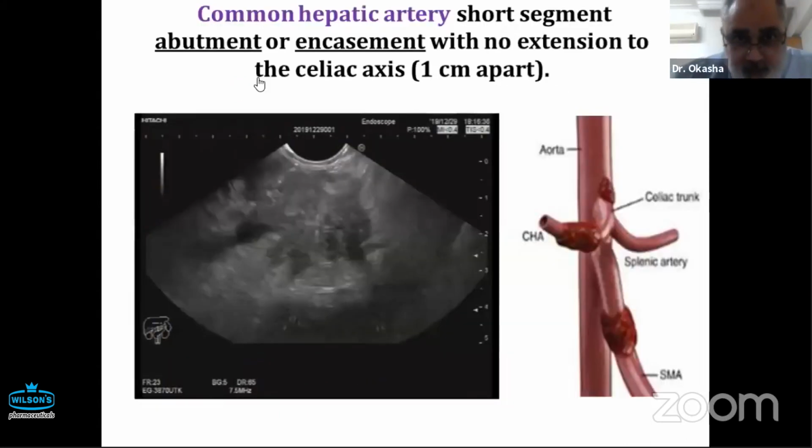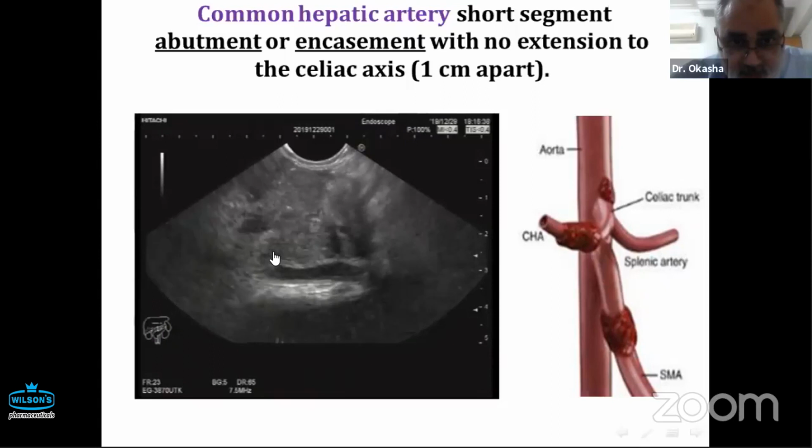Here, this is the abutment or encasement of the common hepatic artery. This is the celiac trunk, and this is the common hepatic artery. If there is 1 centimeter free of tumor between the common hepatic artery and its origin from the celiac trunk, then it is borderline resectable. But if the mass is involving the whole length of the common hepatic artery till its origin from the celiac trunk, then it is an unresectable tumor. I hope that will be working, inshallah.